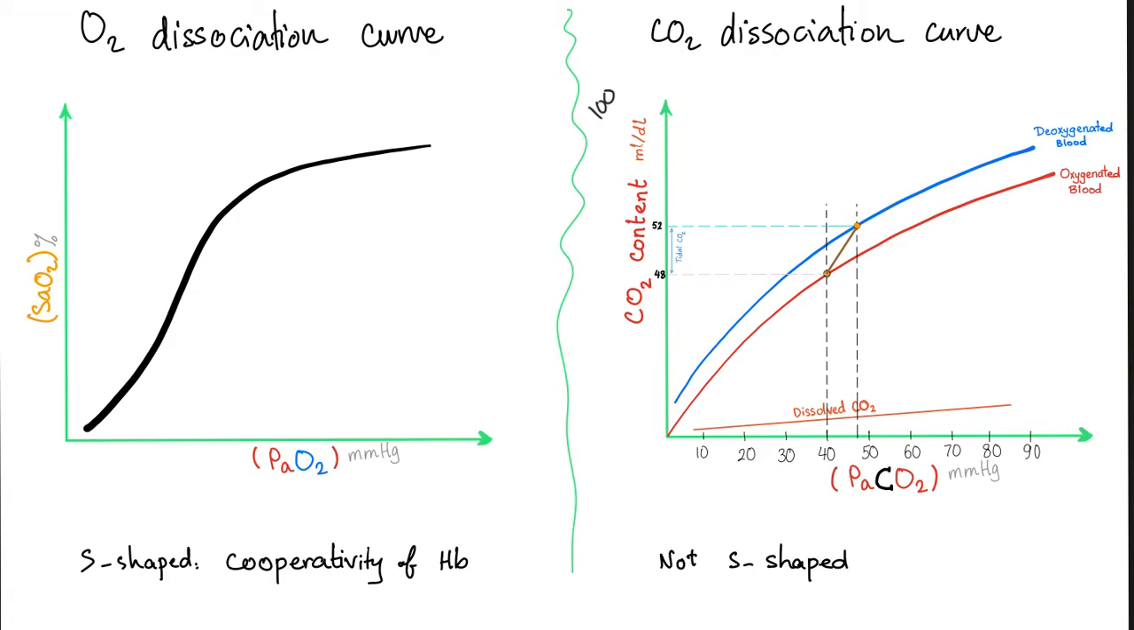There is another big difference between the 2 curves. This looks like an S. So, S-shaped curve in oxygen dissociation curve. Why? Thanks to the cooperativity of hemoglobin. What the flip does that mean?